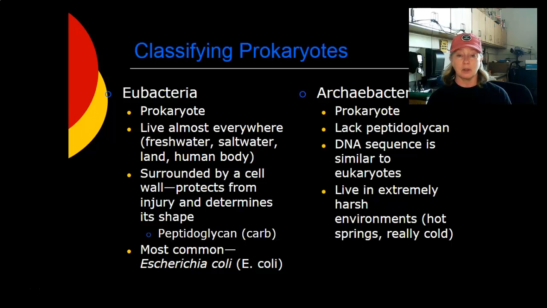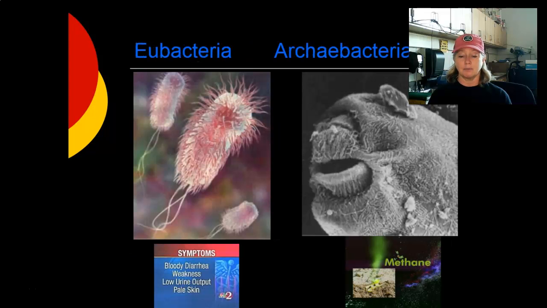They lack peptidoglycan. They have a DNA sequence similar to eukaryotes in that they have histones that wrap their DNA. They live in extremely harsh environments, so they're called extremophiles. And let's continue on talking about bacteria.